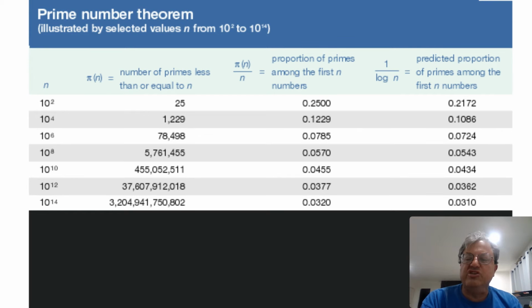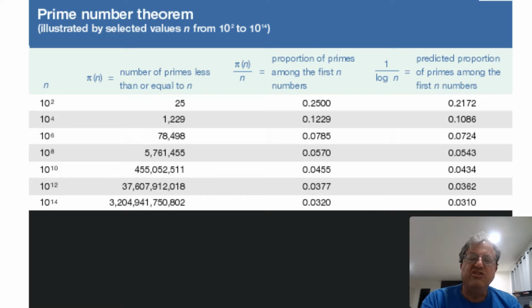This is n, the number, and then the next column has pi of n, the number of primes up to n. It grows, but it grows like n over log n. And you can look at these ratios. On that third column is pi of n over n. It does get smaller as n gets larger.